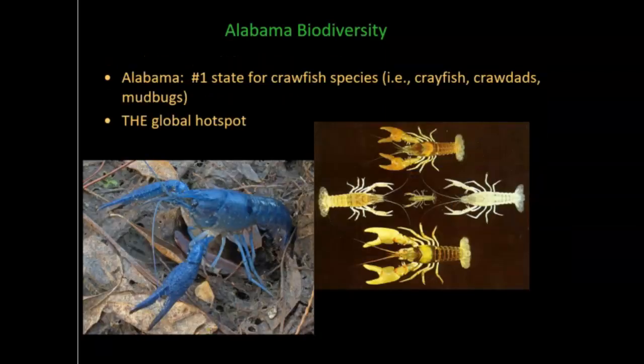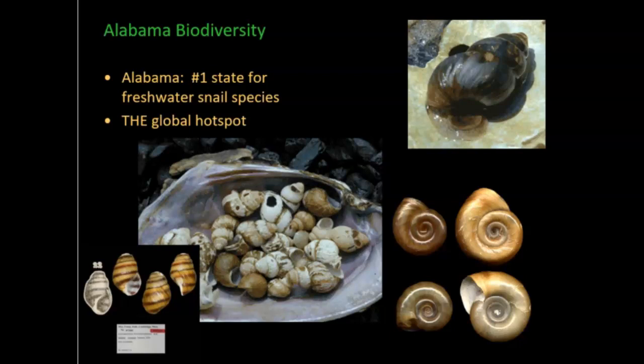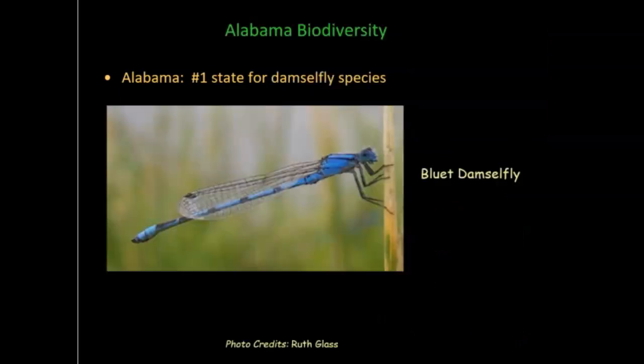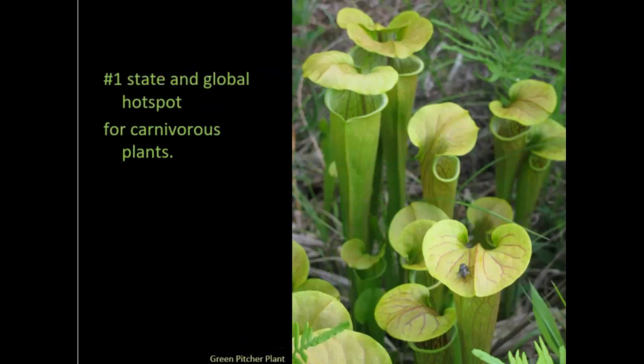We're also the number 1 state for crawfish, or if you want to, you can call them crayfish or crawdads or mudbugs. We're not only the number 1 state, but we are the global hotspot for crayfish diversity. We are also the number 1 state and the global hotspot for freshwater snail diversity. We're also the number 1 state for damselfly species diversity. Damselflies are predatory insects that their larvae grow in wetlands and rivers, and the adults tend to hang out around wetlands and rivers. We're the number 1 state and global hotspot, yet again, for carnivorous plant diversity.